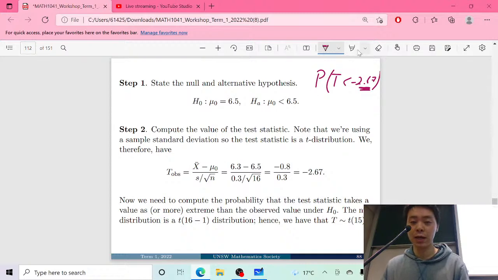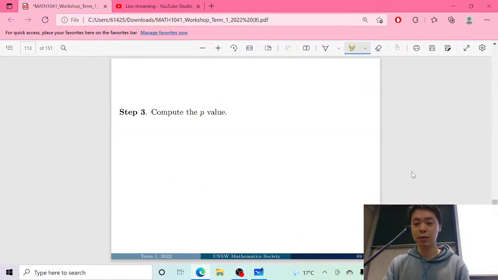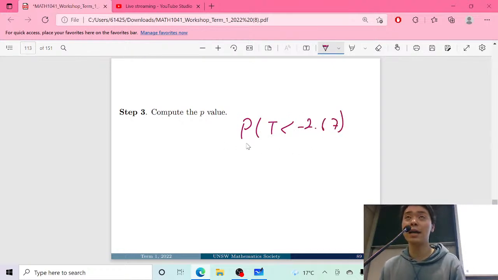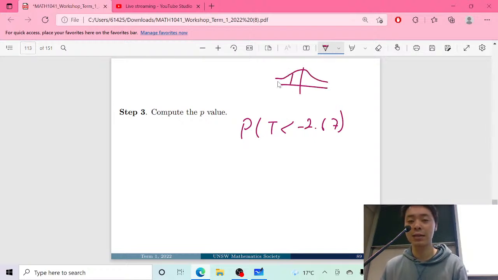So the last step is really just to find the null distribution, which is just a t16 minus 1, or a t15 distribution. And then we just compute the p-value. So here we are basically just computing the probability that t is less than minus 2.67. If you had a two-tailed test instead, what you're basically looking at is all of this portion here and all of this portion here, and so you need to compute each of them separately. But luckily for us, we only need to deal with one side here because we only have a one-tailed test.